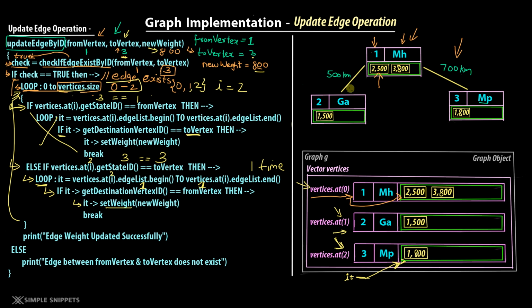We started from Maharashtra, we went to Goa, we came to Madhya Pradesh. We only have 3 vertices, so 3 times this loop is going to run. After that, you'll come outside and print out on the command prompt: edge weight updated successfully.